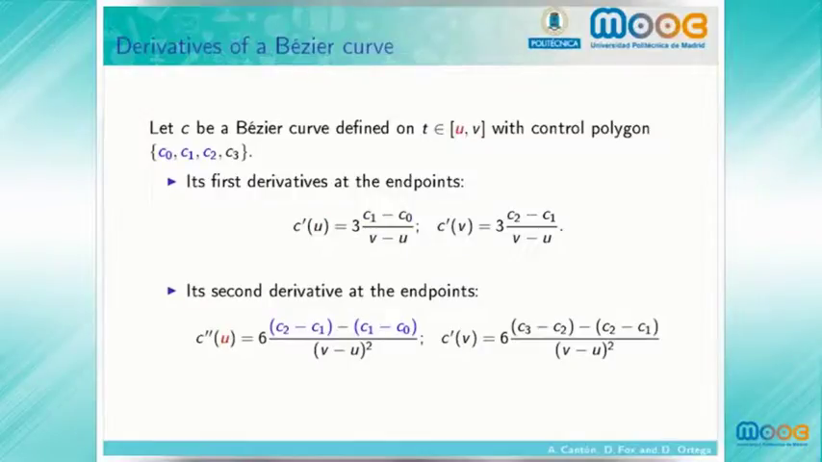Similar expressions are available for the second derivatives of the curve at the endpoints. They now involve 3 vertices of the control polygon instead of 2, and the scale factor is quadratic in the length of the interval instead of linear.